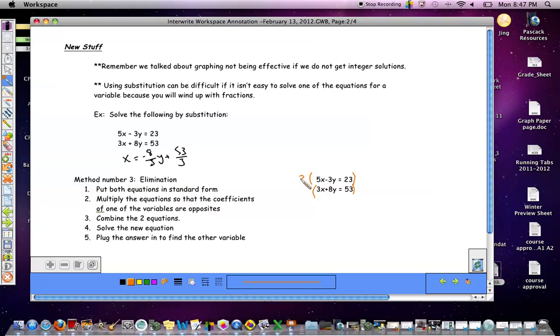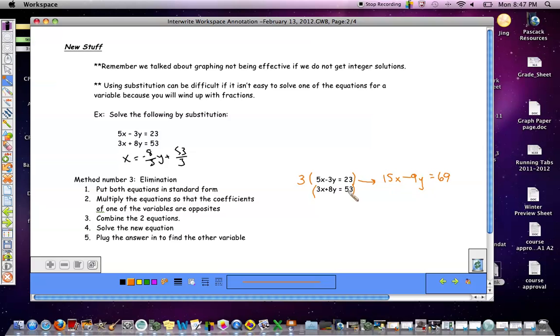The easy thing to do is multiply the top by the bottom coefficient and the bottom by the top coefficient, and you got to play around with your negative signs. So if I multiply the top by 3, which is the coefficient of the x here, 3 times 5x is 15x, 3 times negative 3y is negative 9y, and 3 times 23 is 69.